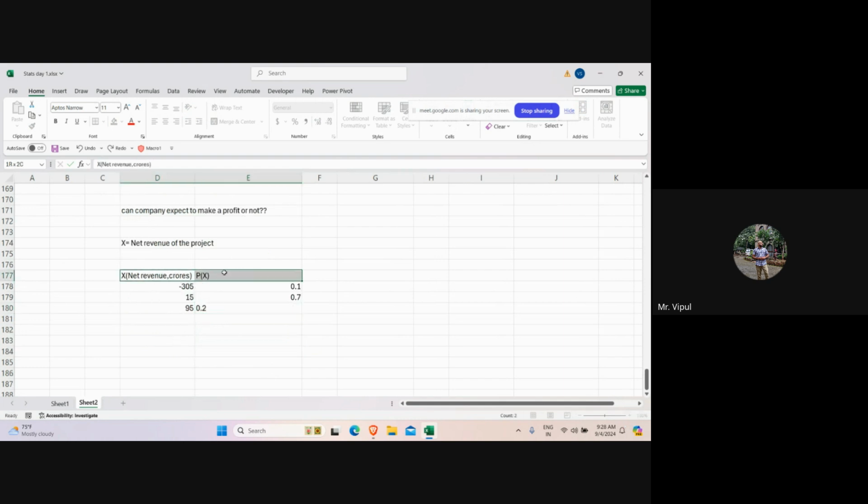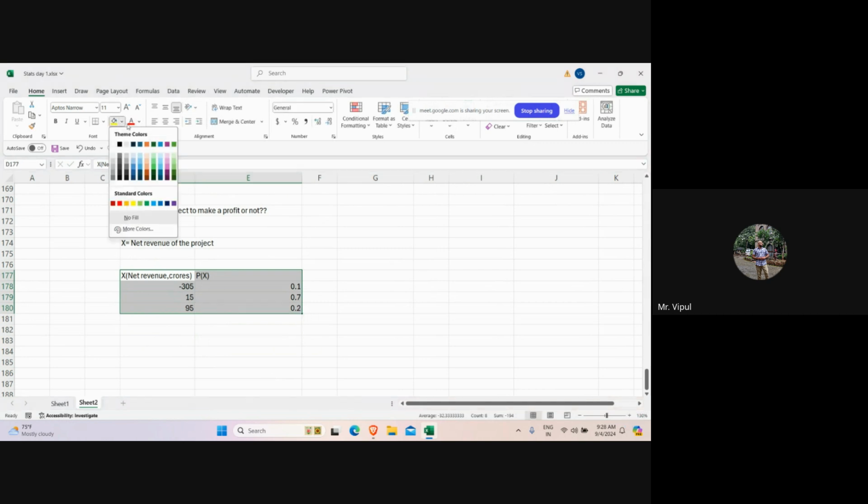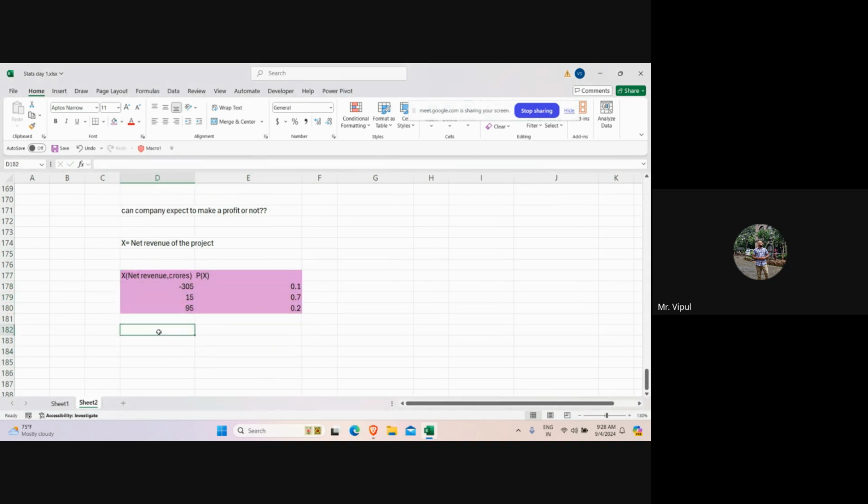The net revenue of the project, using the probability distribution, you can find the answer to our original question. Can the company expect a profit from this project, or should it expect a loss? However, to answer this, you'll have to learn the concept of expected value.